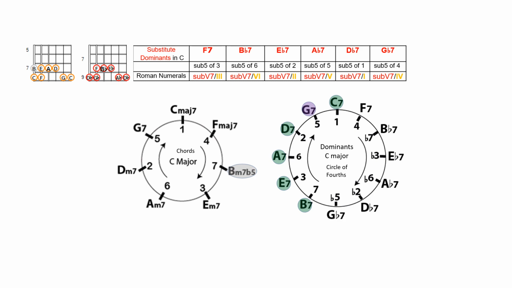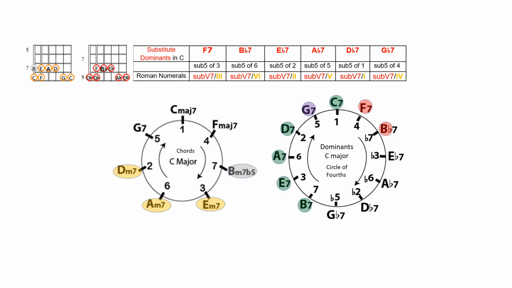The first method is to go up by a half step, or a minor second, from the roots of the diatonic chords in C major. 1/2 step above E minor 7, or 3, is F7, the sub-5 of 3. 1/2 step above A minor 7, or 6, is B flat 7, the sub-5 of 6.